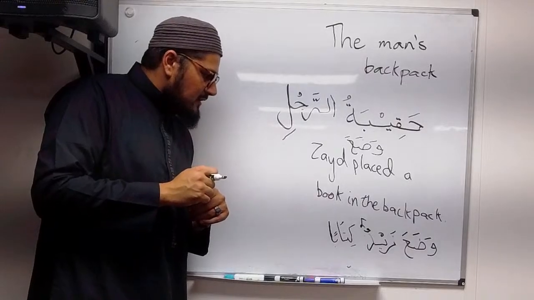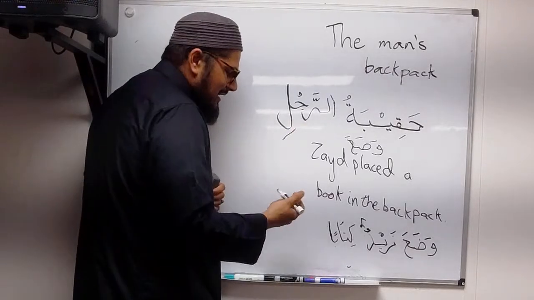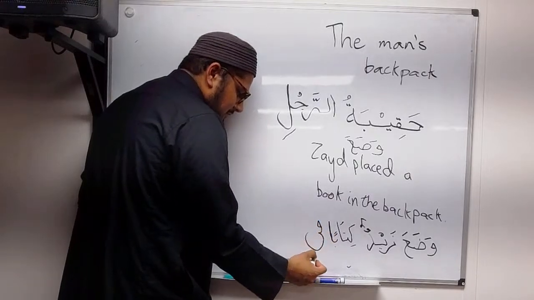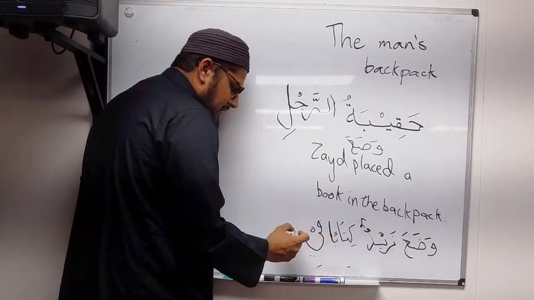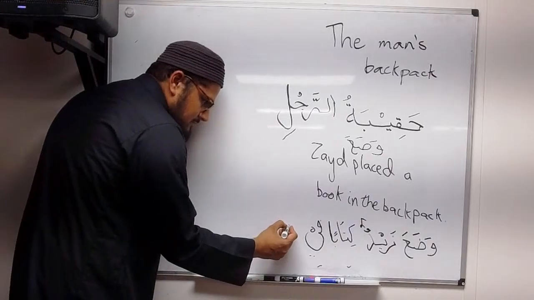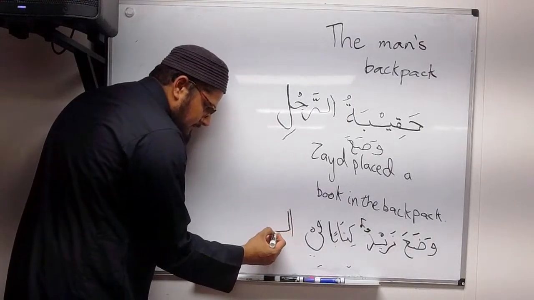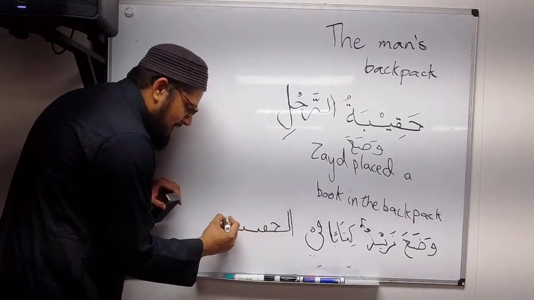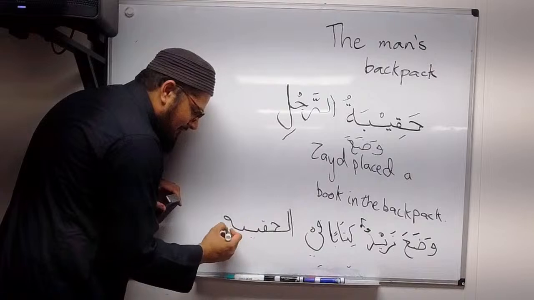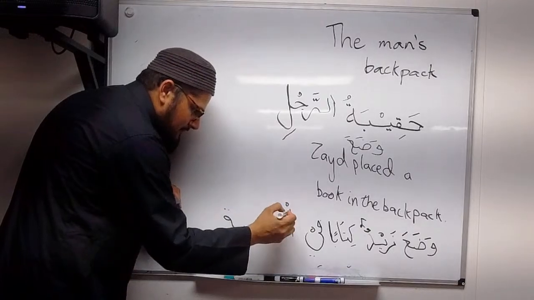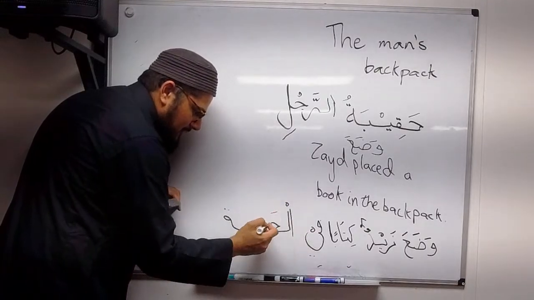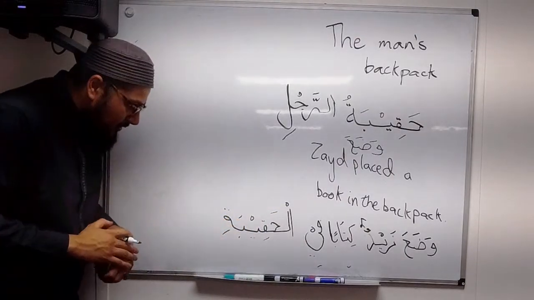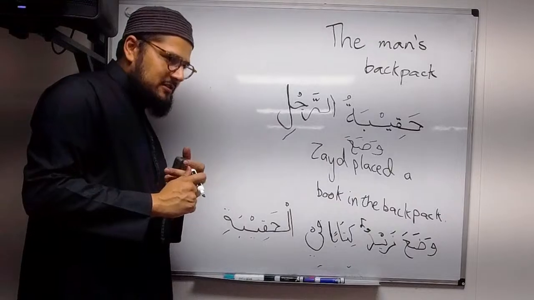So wada zaydun kitaban, and then how do I say in the backpack? We're going to use a harf jar, which is fi. Very good. So we're going to say fi, and then al: al-haqiba, haqibatin. No, al-haqibati. Very good. And since fi has become fil, put a sukun on there. So we're going to say fil haqibati. Very good. Wada zaydun kitaban fil haqibati.